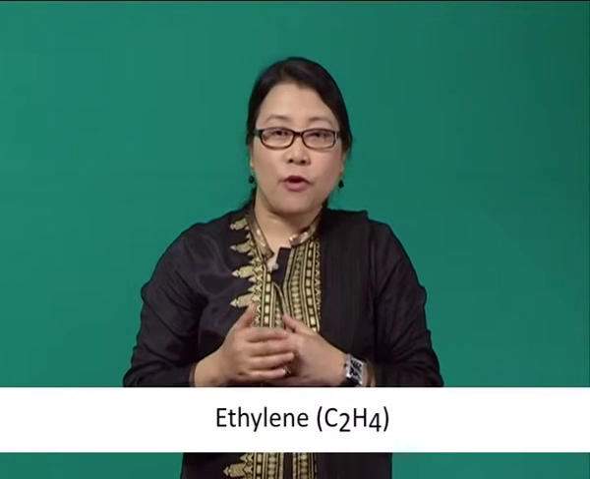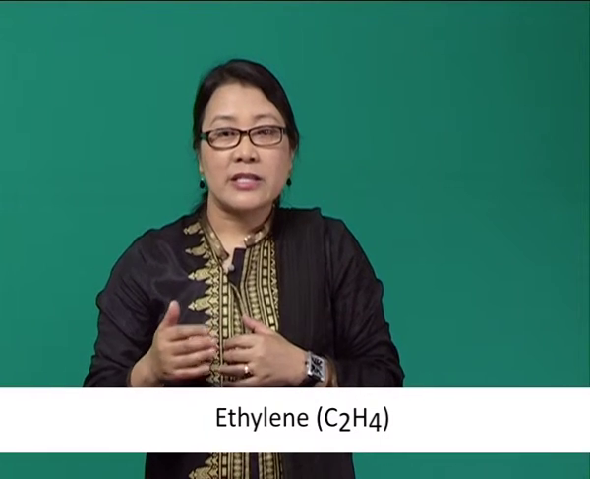Unlike the rest of the plant hormones, ethylene is a gaseous plant hormone and this group of plant hormone is represented by ethylene only. Ethylene with the molecular formula C2H4 is a tiny gaseous molecule and has the simplest structure among all the known plant growth substances.